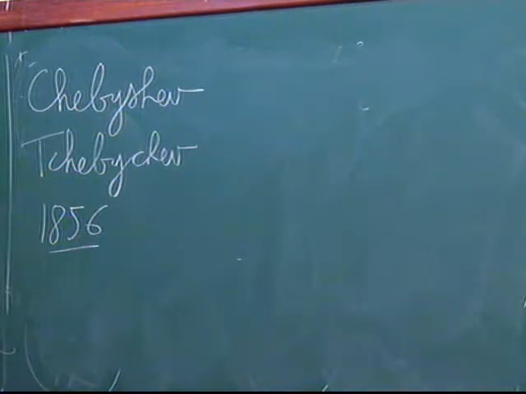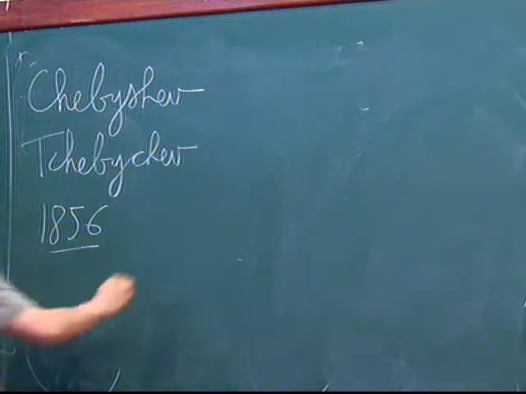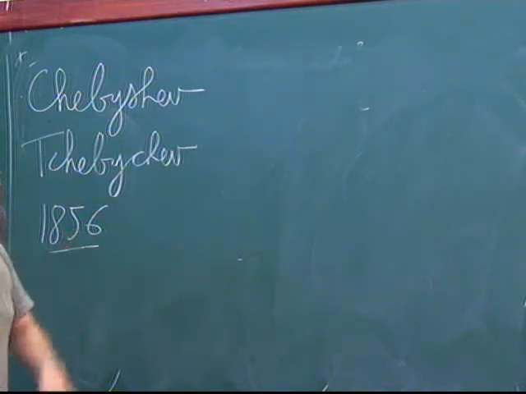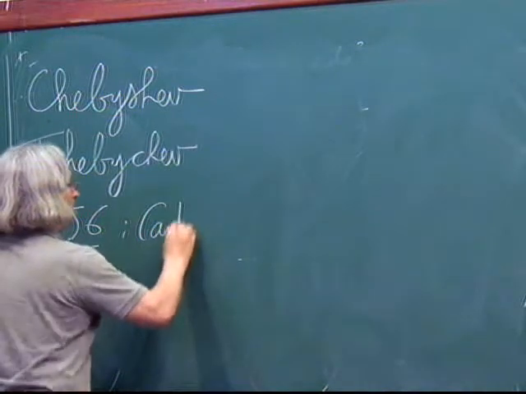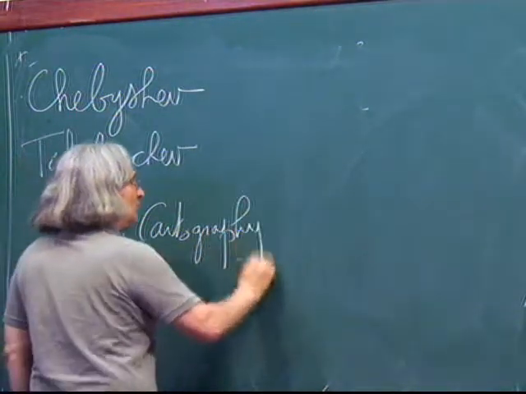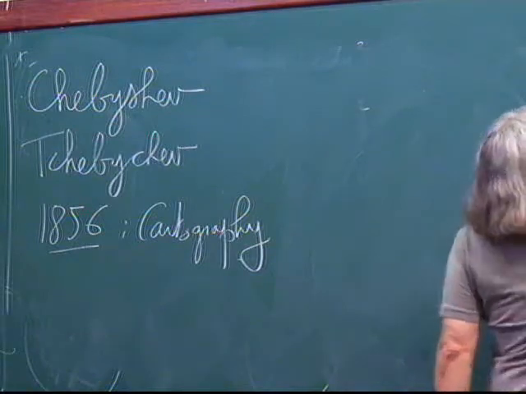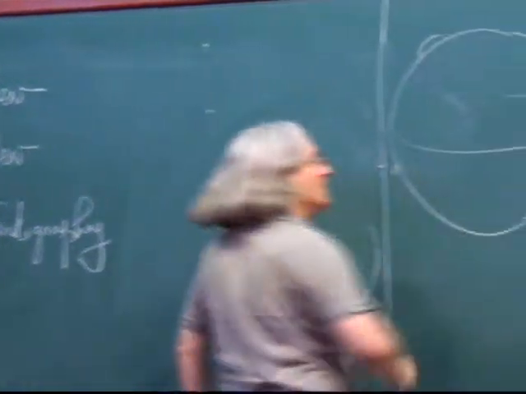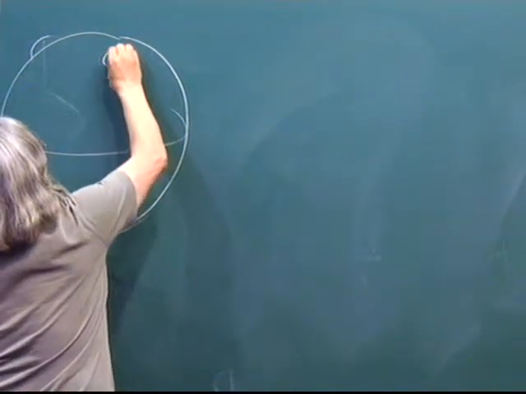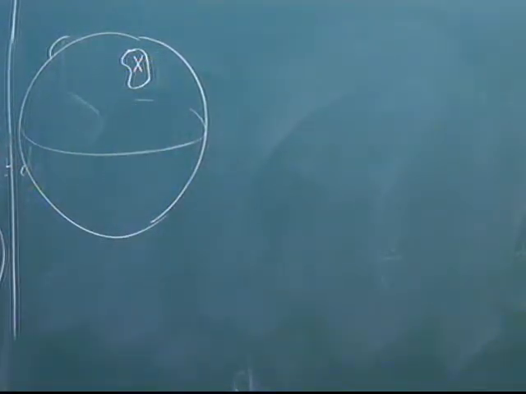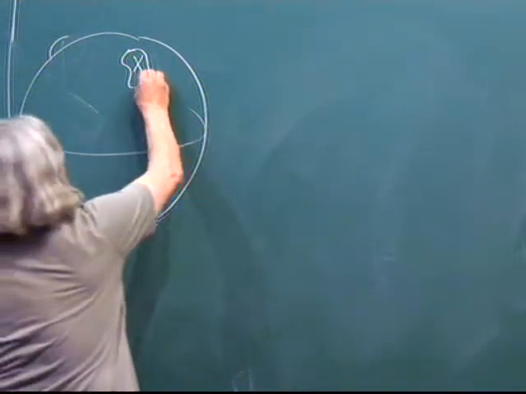Chebyshev wrote two papers on cartography. In French, actually, it's called "Sur les cartes de géographie." And he solved the following problem. Suppose you are given, let's say, a round sphere, the Earth, and suppose I give you a country, X, on the Earth. I will assume it's bounded by some smooth Jordan curve. And I want to map it conformally to the plane. I want to make a map of it.